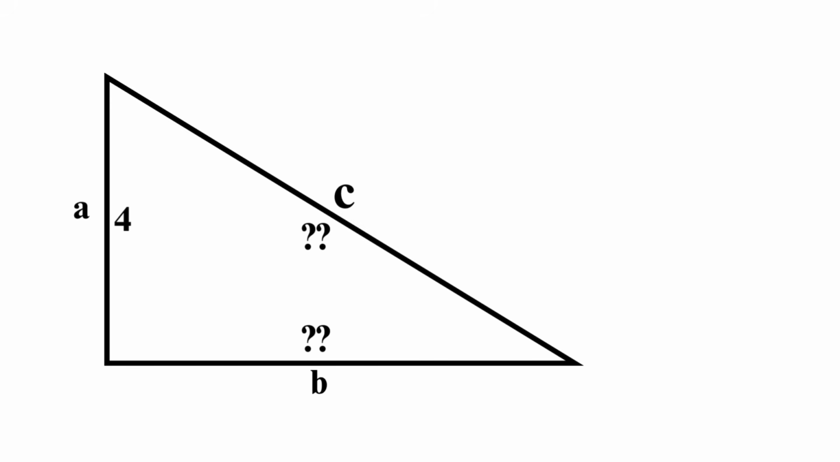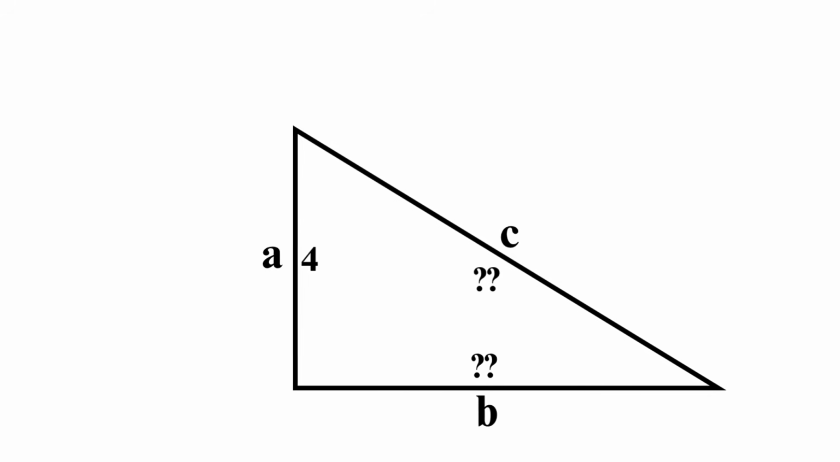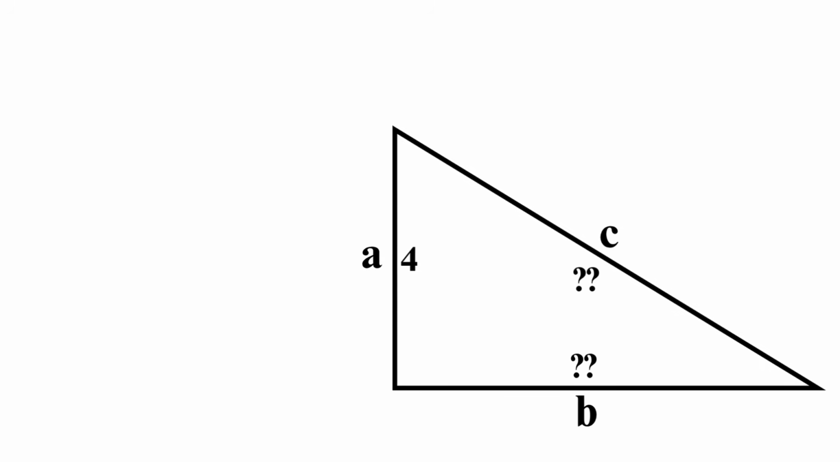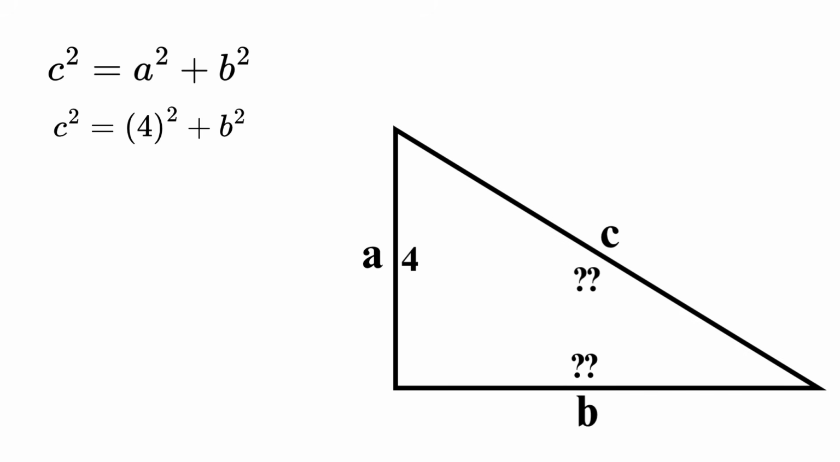Here, we apply the Pythagorean theorem. For any right triangle, the Pythagorean theorem states that c squared equals a squared plus b squared. Here, c is the hypotenuse, the longest side, and a and b are the two legs of the triangle. Let's substitute our known value. We know that a equals 4, so we can write c squared equals 4 squared plus b squared. Now, 4 squared is 16, so this becomes c squared equals 16 plus b squared.